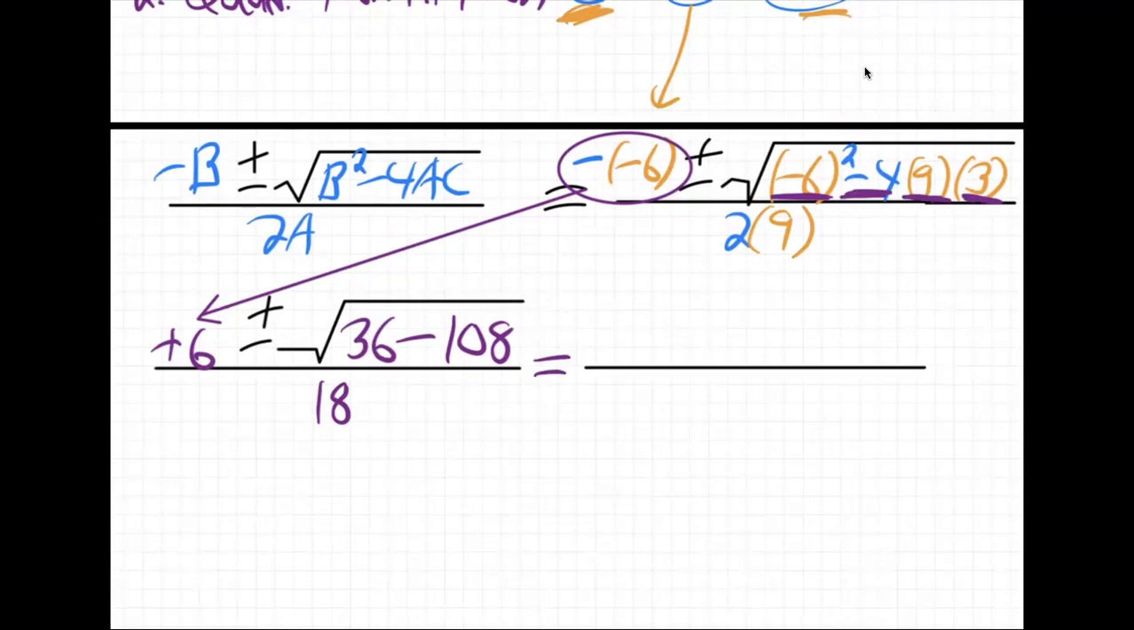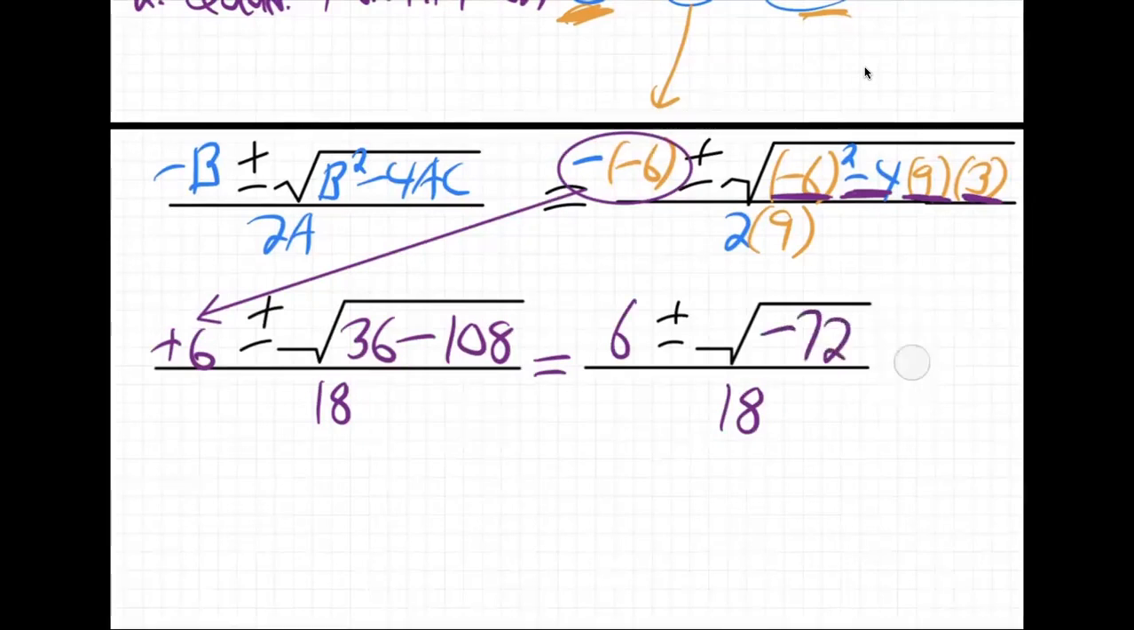So now we keep it rolling. And this is 6, this is 18. So 36 minus 108 is minus 72. Okay, so minus 72. Now we've got to simplify. Well, first off, what do we do with that negative sign inside a root? It kicks out an i to the front of the root, doesn't it?